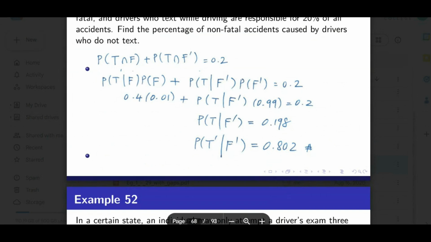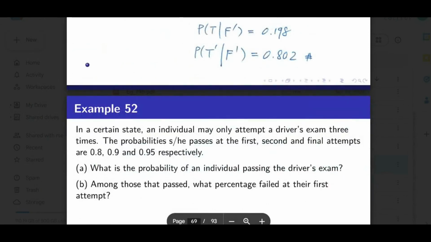Okay, I want you to try this one. In a certain state, an individual may only attempt a driver's exam 3 times. This is not the case in reality, I think, since you can try as many times as you like, but this is okay. So let's say only 3. Now, the probabilities that someone passes at the first, second, or final attempt are this, this, and that respectively. What is the probability of an individual eventually passing the driver's exam?